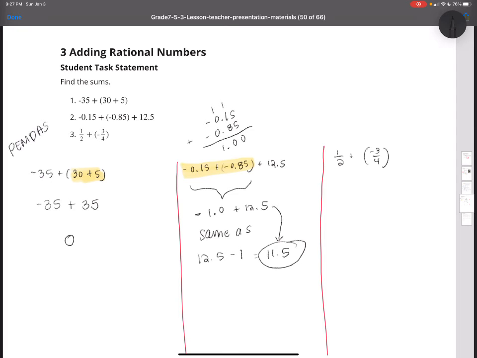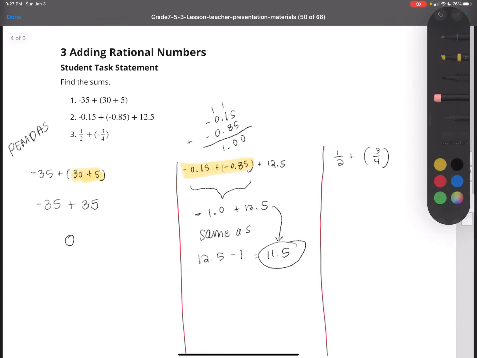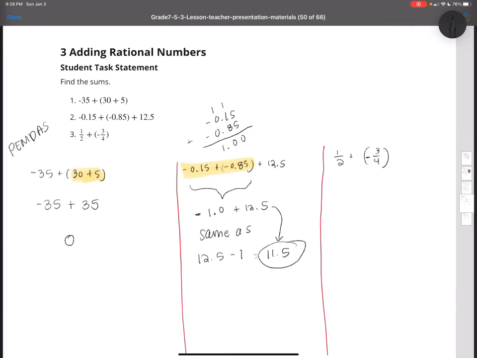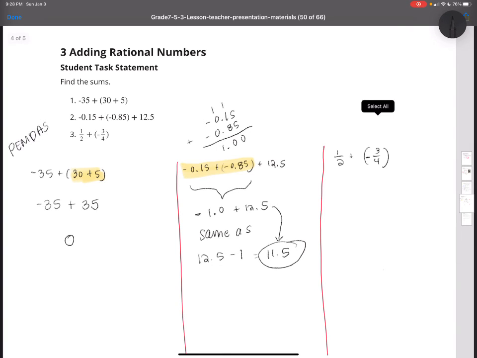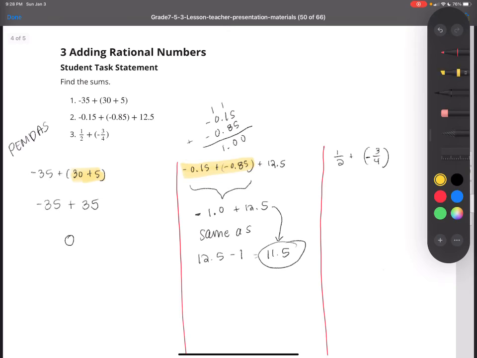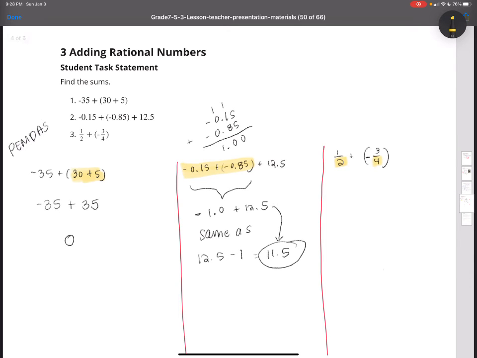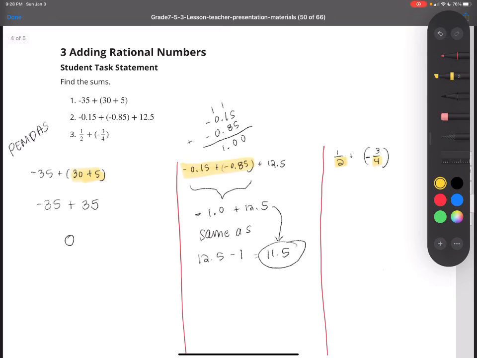So then for the last expression, I see 1/2 plus negative 3/4. Now I'm going to put that negative in a symbol where it's in the expression, because I don't want you guys to get confused and say, wait, why is the 3 negative? No, the whole fraction is negative. Our rule with adding fractions is the denominators need to be the same. I'm going to highlight the denominators so you can know what I'm talking about. So we need to find the common denominator, or the least common denominator.